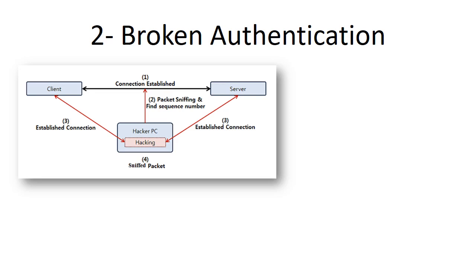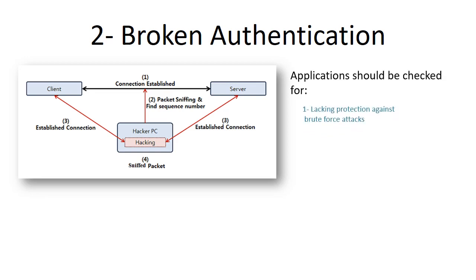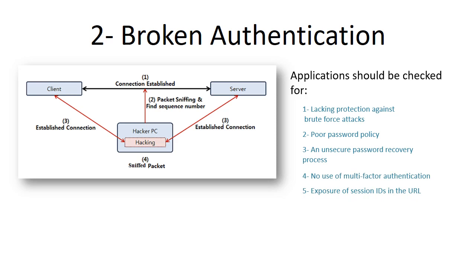The application should be checked in order to prevent or fix broken authentication. Things to look for include lacking protection against brute force attacks, poor password policy allowing weak or well-known passwords, and the usage of default admin credentials. Of course, also an unsecure password recovery process, such as using publicly available information, for example, home address, date of birth, or guessable answers to confirm user identity. No use of multi-factor authentication.